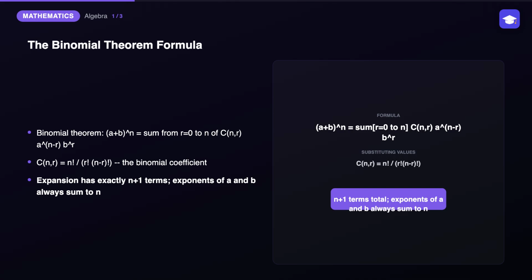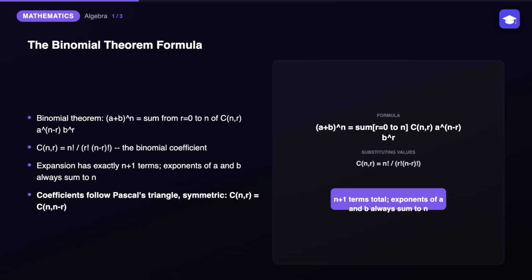The binomial coefficients themselves follow Pascal's triangle. Each coefficient equals the sum of the two coefficients directly above it in the row before, and they're symmetric. n choose r equals n choose n minus r, meaning the coefficients read identically both forwards and backwards.